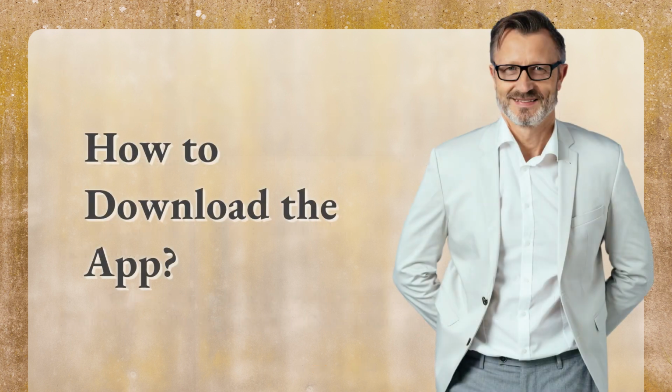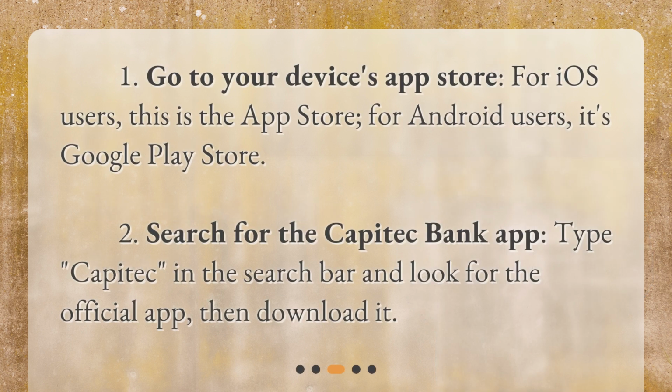How to download the app? 1. Go to your device's App Store. For iOS users, this is the App Store. For Android users, it's Google Play Store. 2. Search for the Capitec Bank app. Type Capitec in the search bar and look for the official app, then download it.